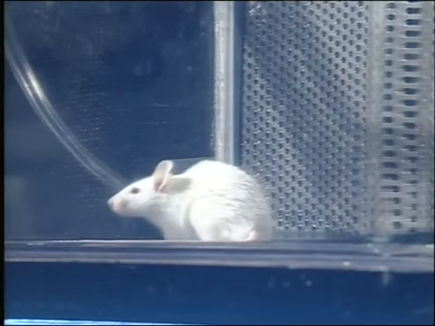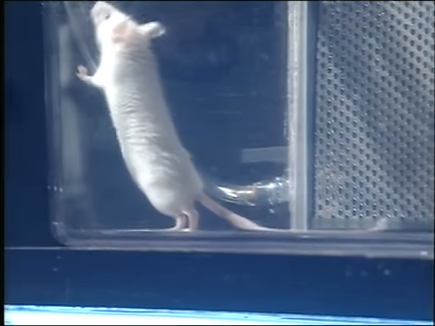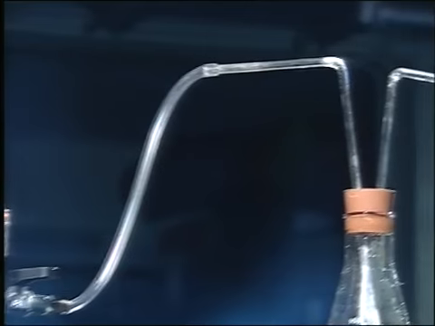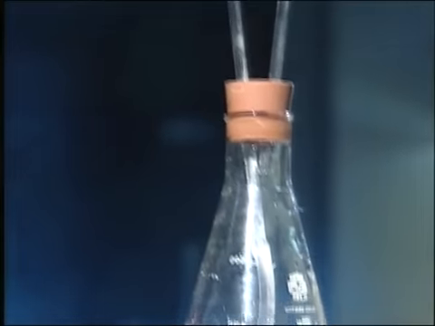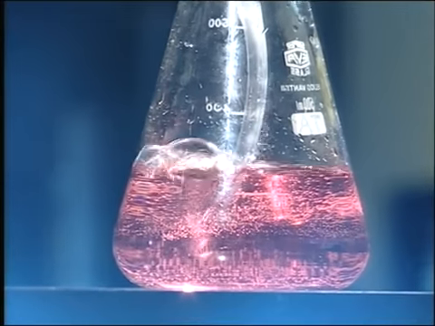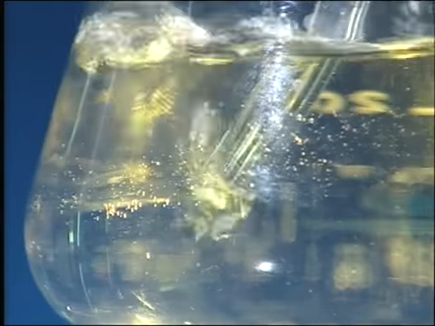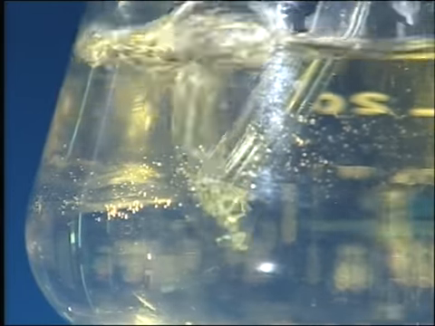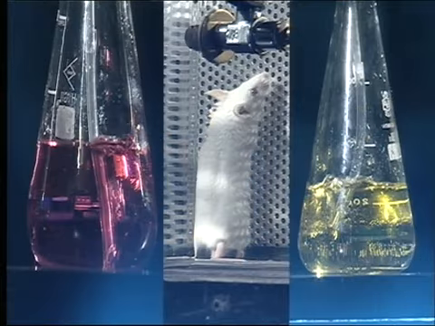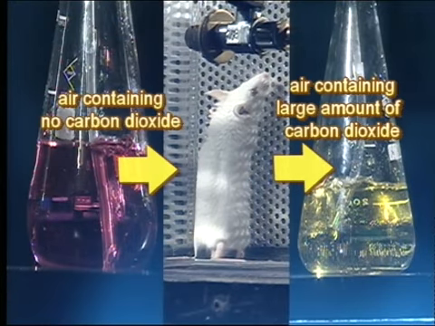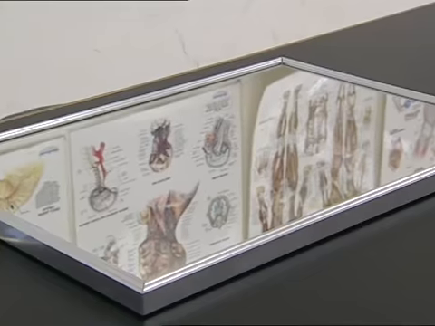We then pass this carbon dioxide-free air into the plastic box for the rat to breathe. After that, air is directed to pass through the red hydrogen carbonate indicator again. The result shows that the indicator has turned yellow, indicating the existence of a large amount of carbon dioxide, which has been exhaled by the rat. This experiment shows that carbon dioxide is released when an animal breathes.